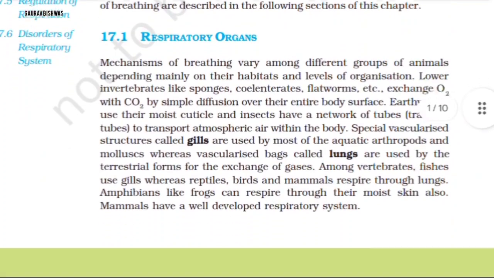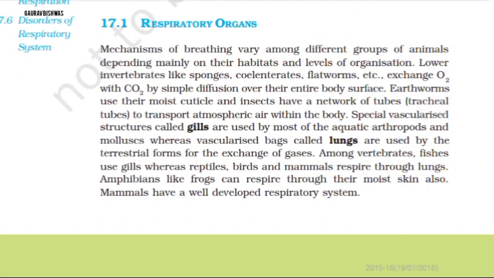17.1, that is, respiratory organs. Mechanisms of breathing vary among different groups of animals depending mainly on their habitats and the level of organization. Lower invertebrates like sponges, coelenterates, flatworms, etc. exchange oxygen with carbon dioxide by simple diffusion over their entire body surface.